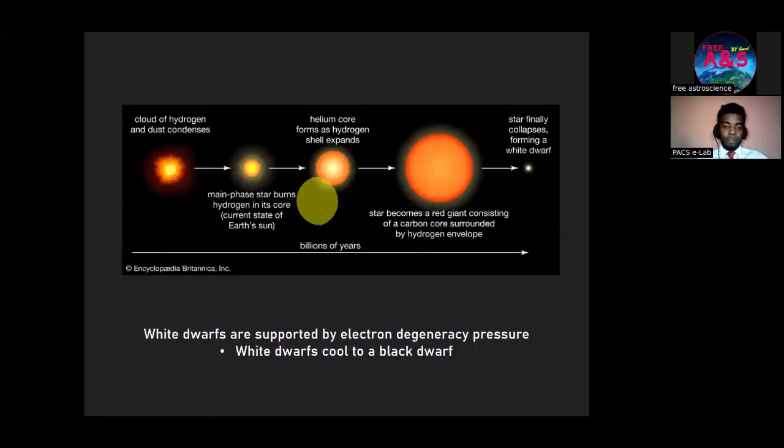So here's a little bit of a summary of the process: from the collapse of the giant molecular cloud to main sequence, to subgiant, to supergiant, and to white dwarf. So that is the process. Now, a white dwarf is supported by what we call electron degeneracy pressure. An electron is a fermion. Fermions are a group of particles that obey the Pauli exclusion principle. It states that no two fermions can occupy the same quantum state simultaneously.